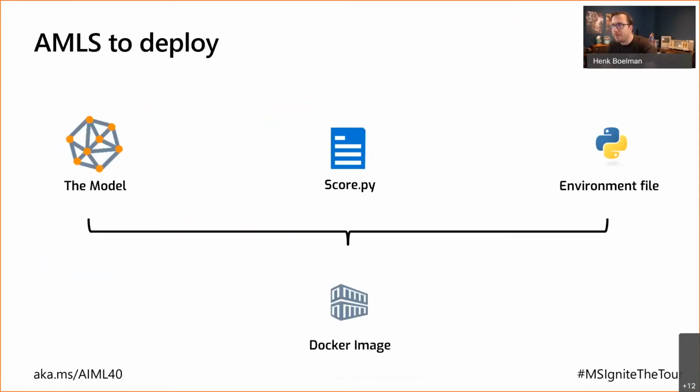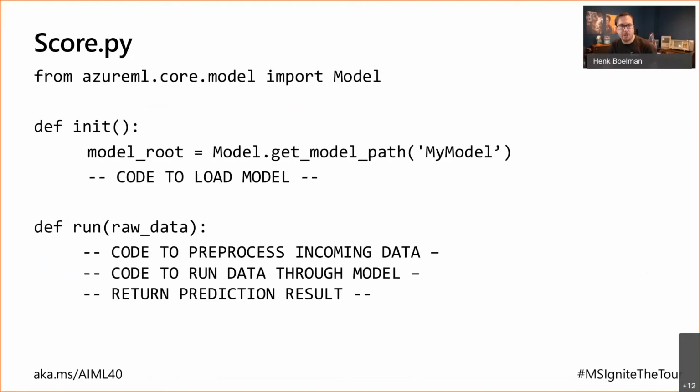To do that, we need a minimum of 3 things. We need, of course, the model. We need a scoring file. The scoring file will load in the model and will be able to do predictions and use the function we have created in the model. And we need to specify our environment, so how and where can our model run? We wrap those two together. Azure Machine Learning Service will build a Docker image for it, and we can deploy those Docker images.